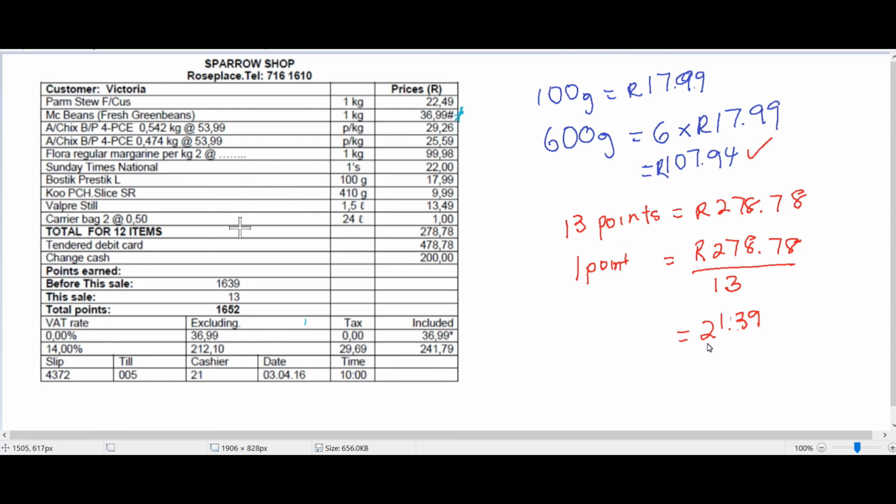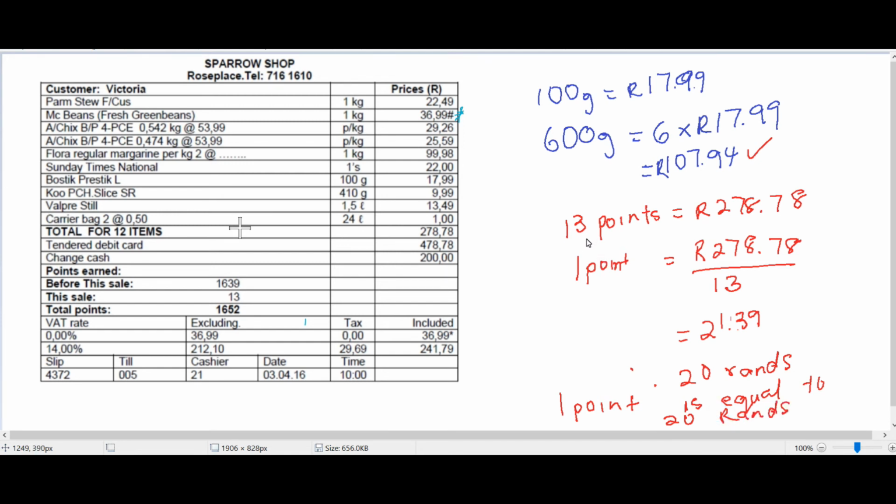So this means what? 21 rand, right? So the nearest 10 rand of 21 rand will be 20 rand. Therefore, it would be equal to 20 rand. So 1 point is equal to 20 rand. Then you write your answer in words: 1 point is equal to 20.